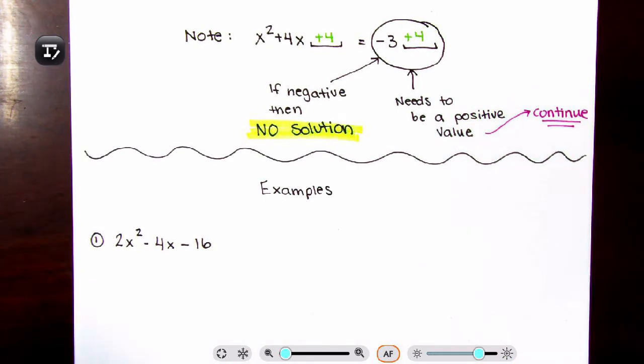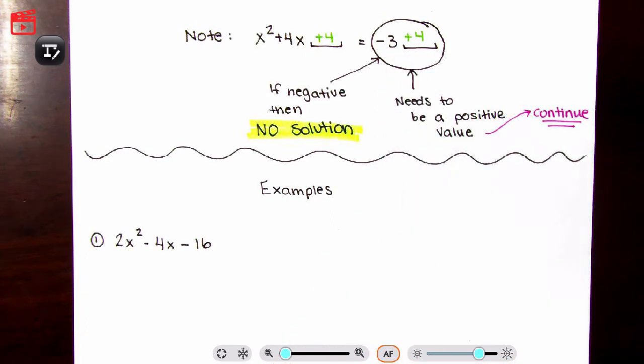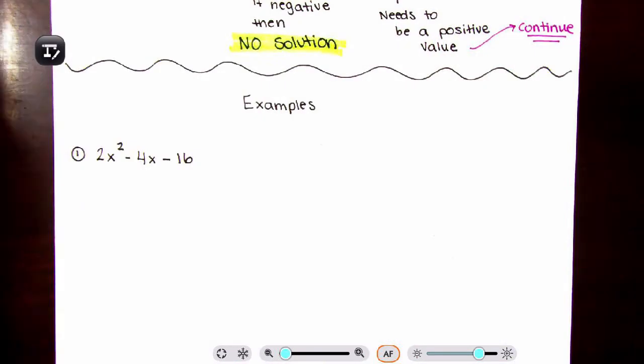However, if this part gives you a negative value, so you have your equation equal to a negative value, that means you do not continue and you have no solution. Let's start off with our example. I'm having my notes out here in front of us. There they are, so that way I can read through them.